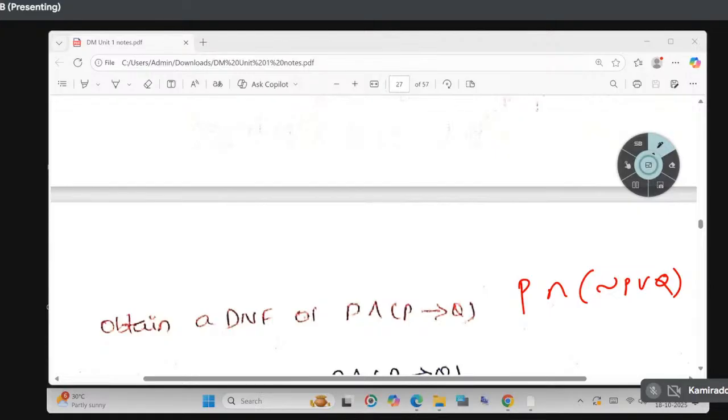P and negation P, T came. P and Q. What is our answer? What is our answer at the end? Are we going to again simplify? Or simply we are going to elaborate and leave?